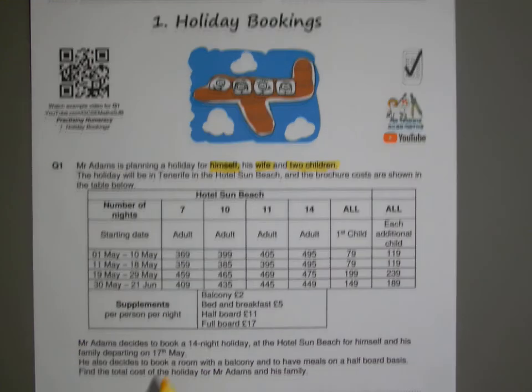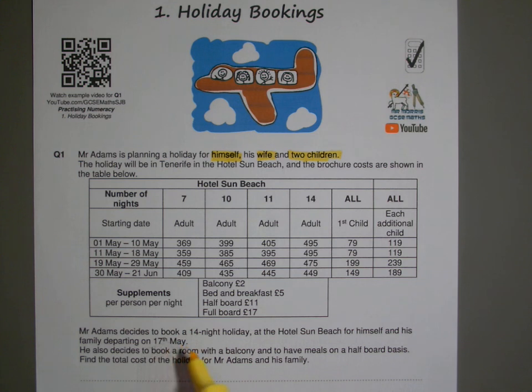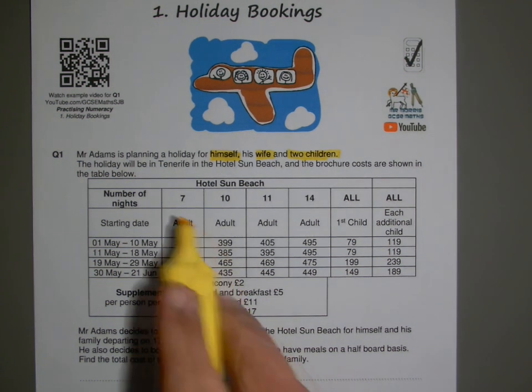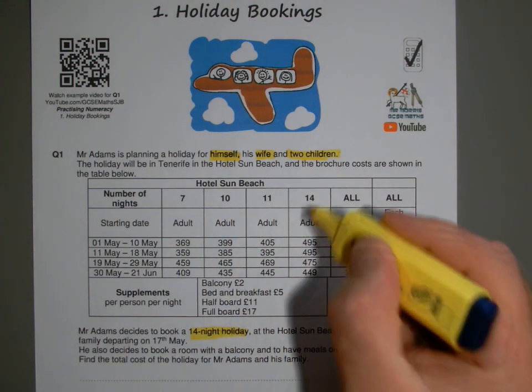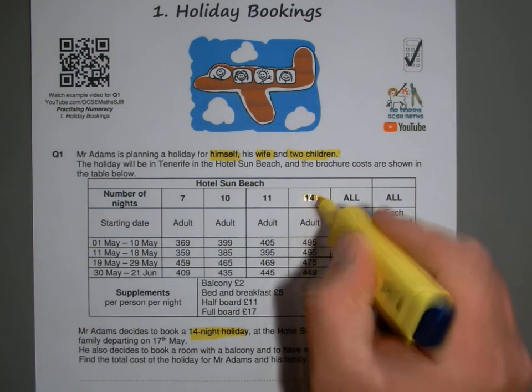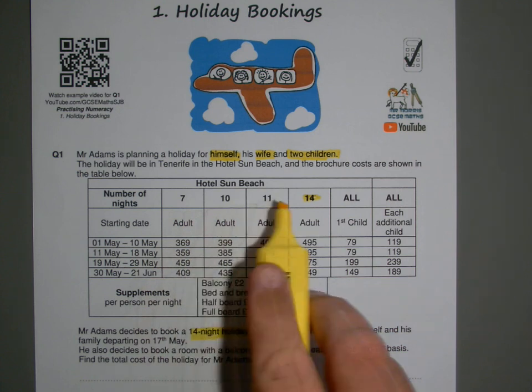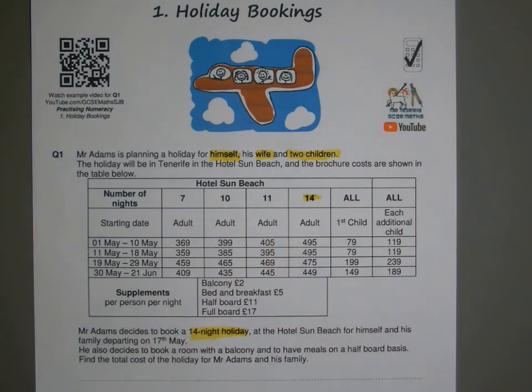Okay, and down here it says Mr. Adams decides to book a 14-night holiday. Okay, so that's obviously important because there's different options here. So we'd go for the 14 night stay, right, rather than the 7, 10 or 11. Okay, at the Hotel Sun Beach for himself and his family, departing on the 17th of May.